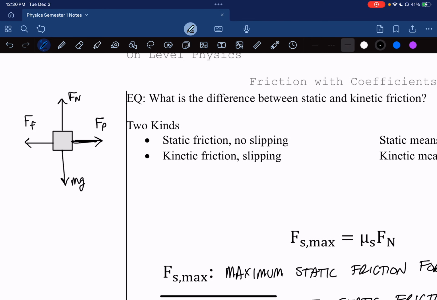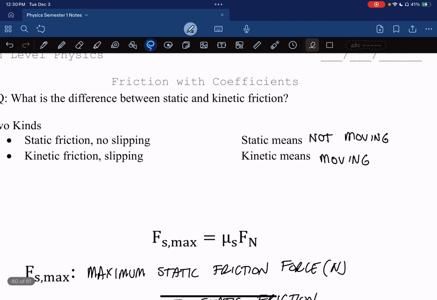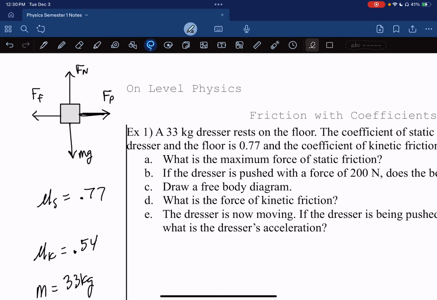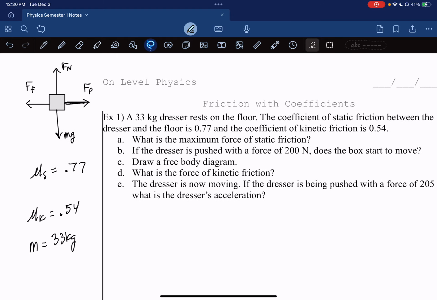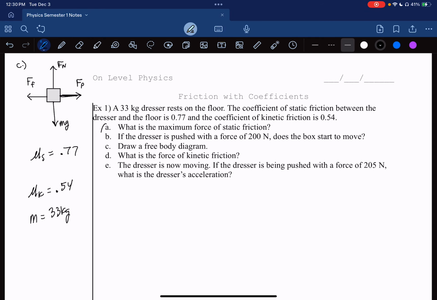And I'm going to steal this free body diagram because this will be typically what we see for these problems. Actually, it's part C, so we'll just do part C right here. When doing these problems, they look long, they look complicated, but A and B are going to be together and D and E are going to be together. So let's do this.